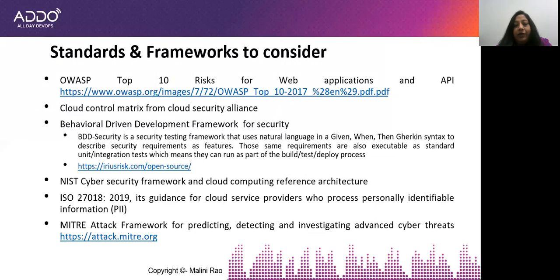Then NIST Cybersecurity Framework and Cloud Computing Reference Architecture, and then ISO 27018 for cloud service providers who process personally identifiable information. Then the MITRE ATT&CK framework for detecting and investigating advanced cyber threats. And this is mainly for threat hunting. You should perform threat hunting and identify who the threat actors are, because most organizations are moving to a threat-based approach where you identify the threat actors and then work to make sure that you have mitigated the risks caused by those threat actors.